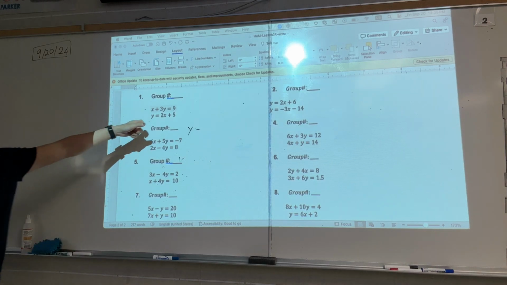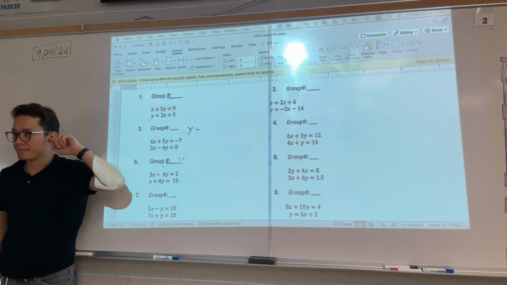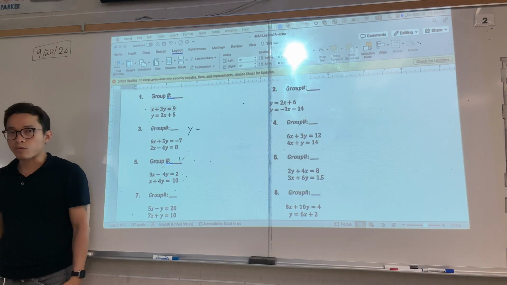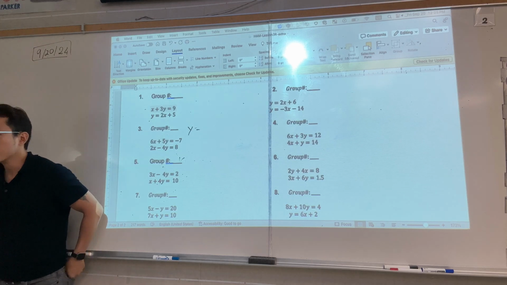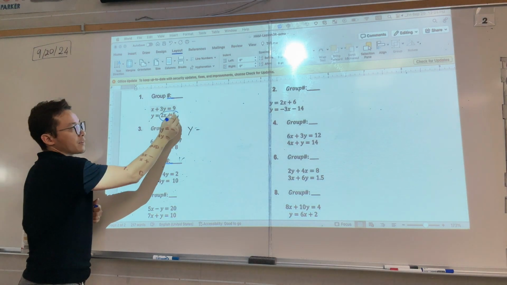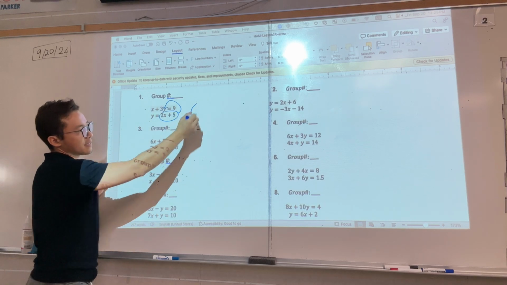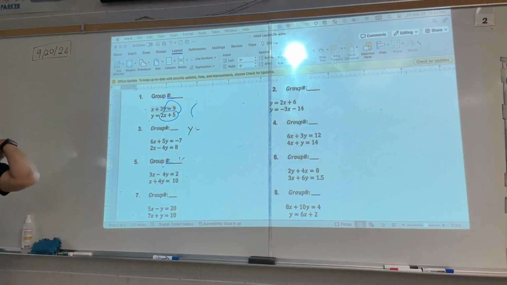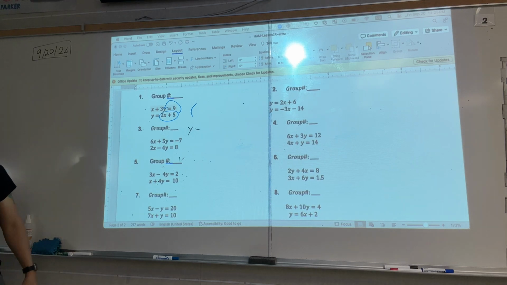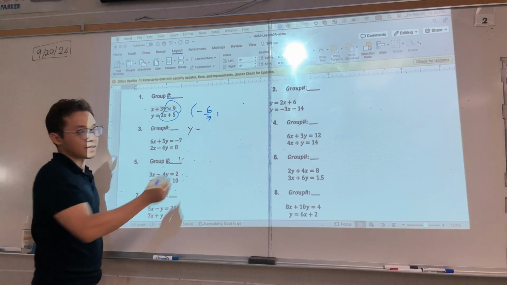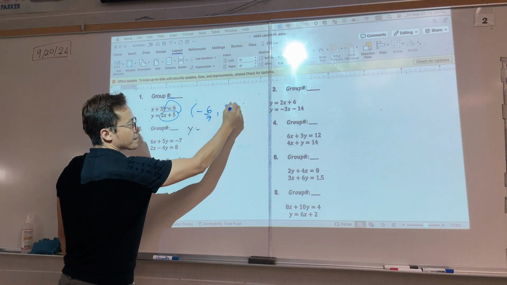Okay, group 1, what method are you going to use here? What is the best method you think is good for this? Substitution. Why substitution? Because y is already isolated for you. You can just plug it into y, right? The answer you're going to get is? Do you all get the same answer? Negative 6 over 7 and 23 over 7.